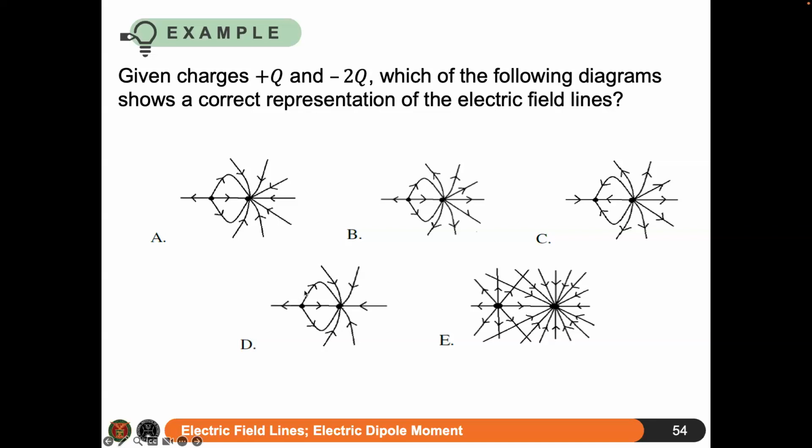So, bilangan natin, 1, 2, 3, 4. Sa kabilang charge, meron akong 1, 2, 3, 4, 5, 6, 7, 8. Tama ba yung direction? Yes. Kasi kung plus Q, positive, outwards. Kung negative 2Q, inwards naman. Okay. So, ang sagot dyan, D lang.